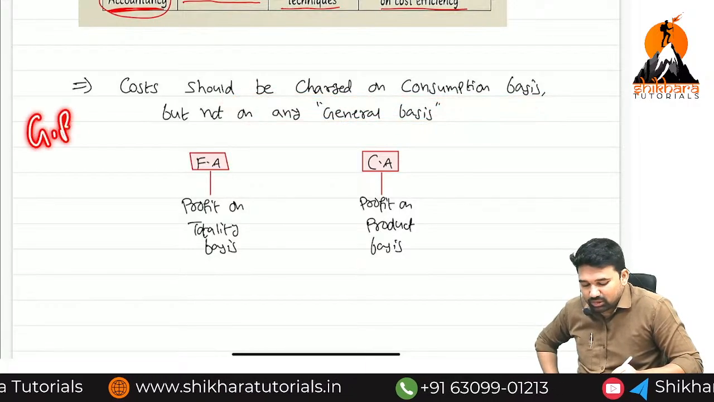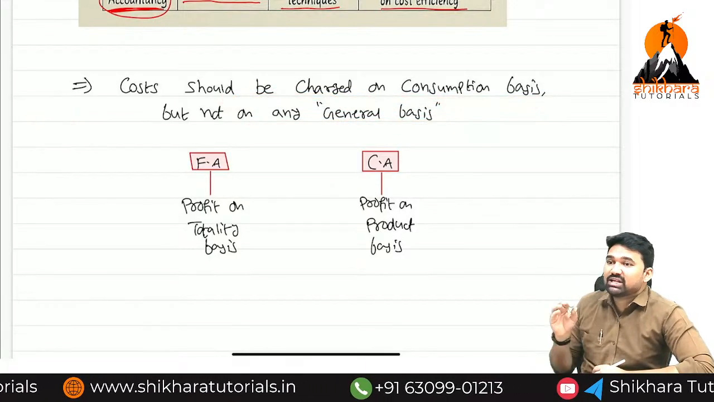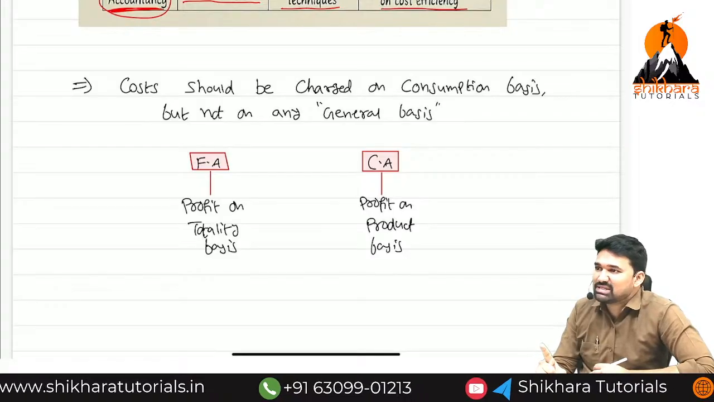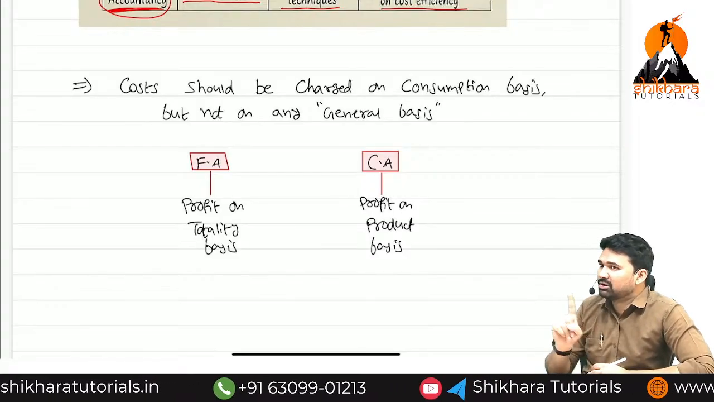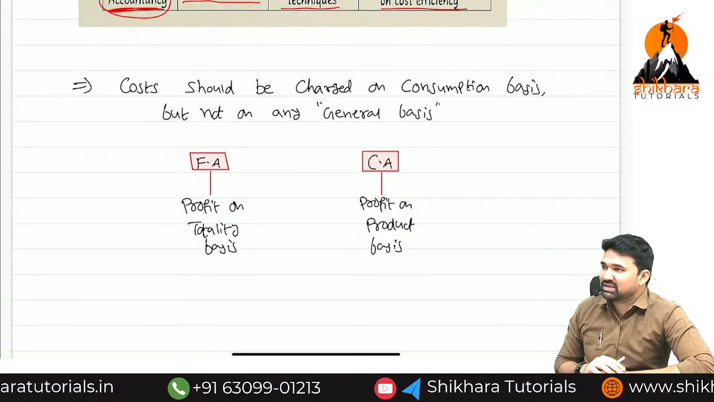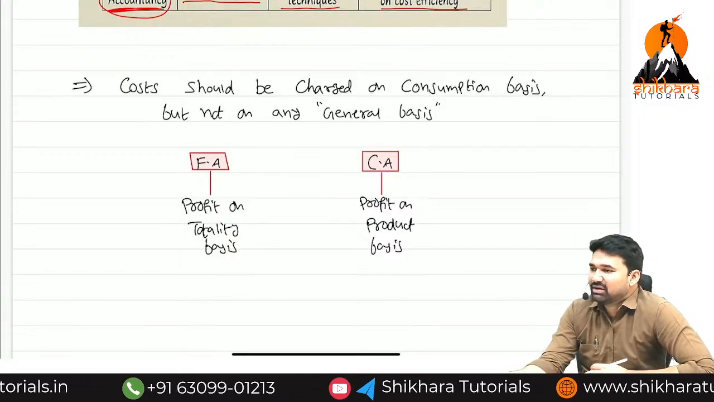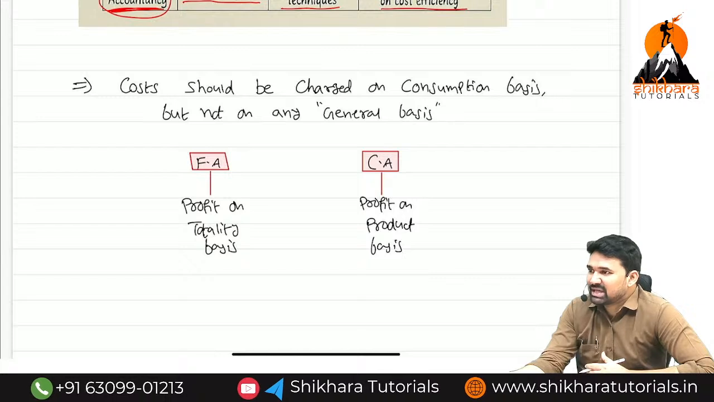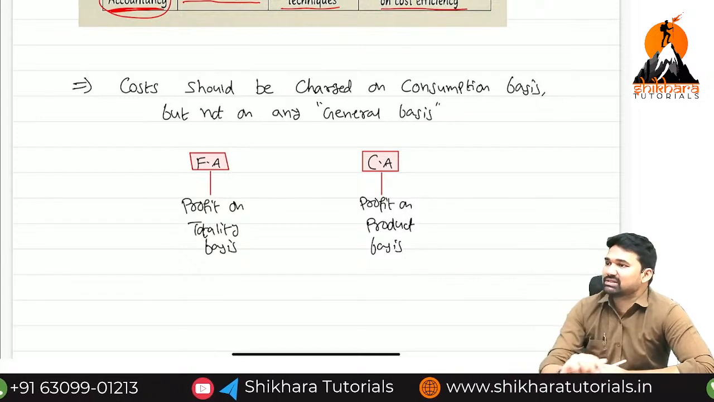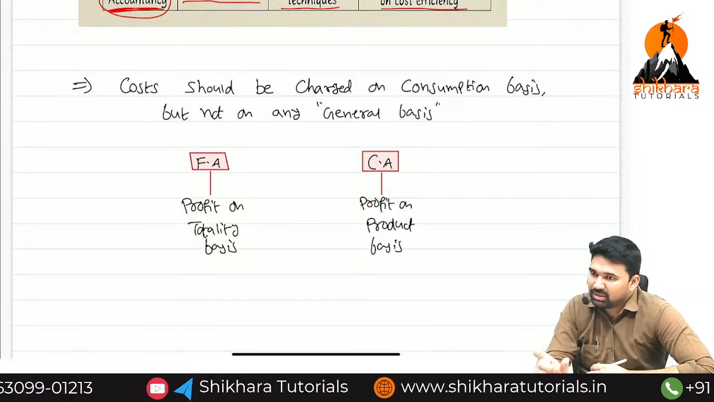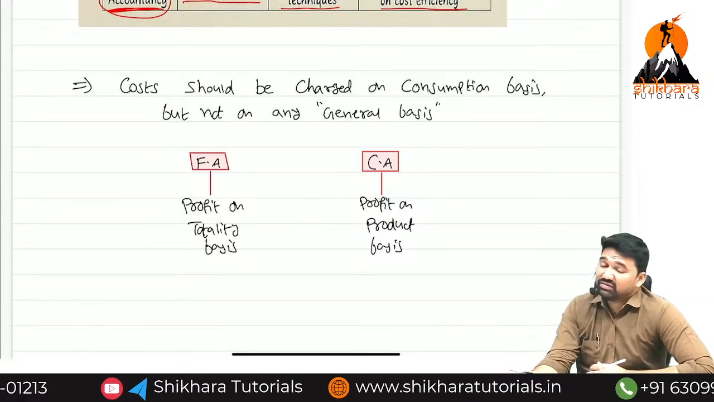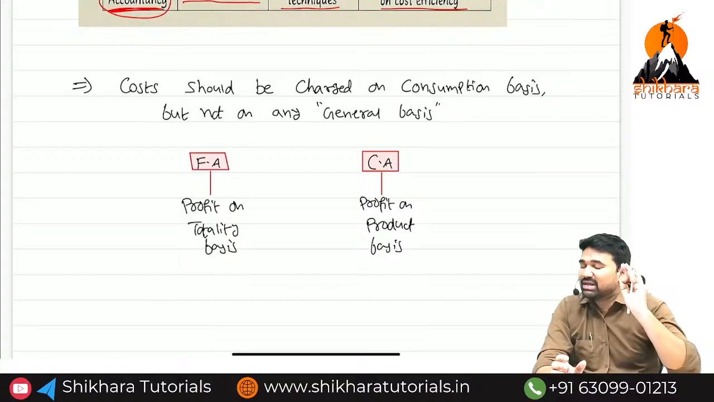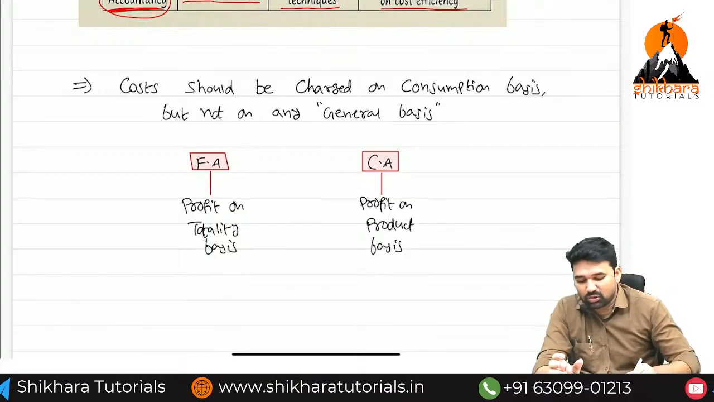This is the general rule applicable in costing. Cost should always be charged on what basis? Consumption basis, but not on any general basis. Say for example, I have implemented one different basis in this case. I can't apply this same thing to all other cases. So if information is available, we distribute in one way. If information is not available, we distribute in another way. So we have to work like that.